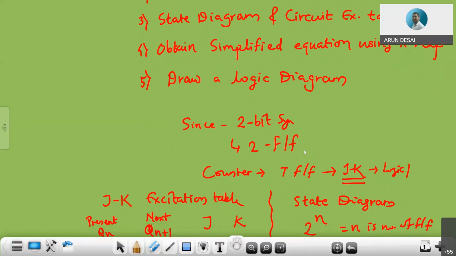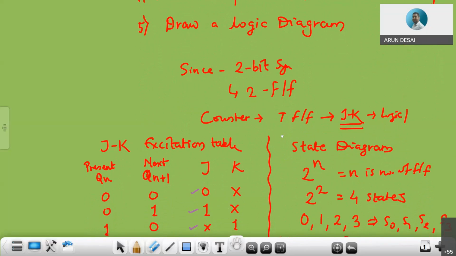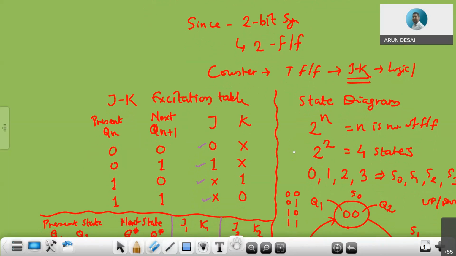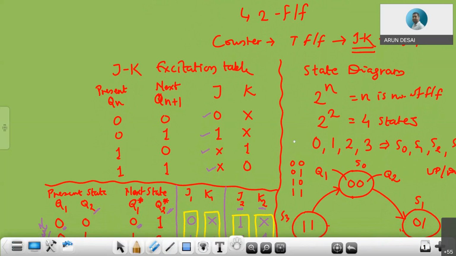Since it is 2-bit, we require 2 flip-flops, right? And it is a counter, so we are going to use T flip-flop. T flip-flops are internally JK flip-flops with logic 1. So we know the excitation table of a JK flip-flop. So the excitation table is there.